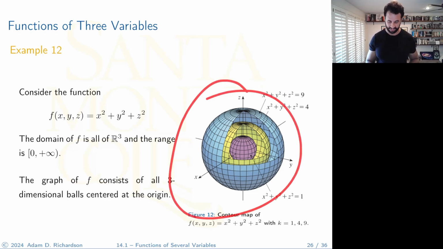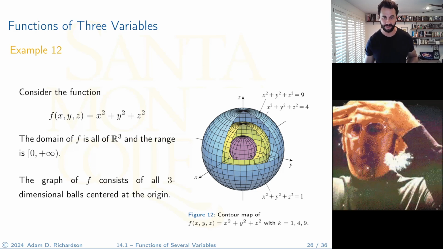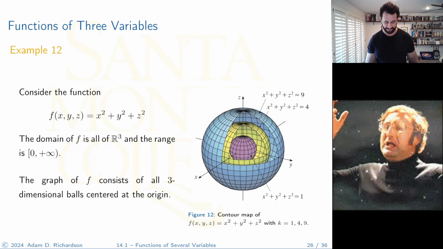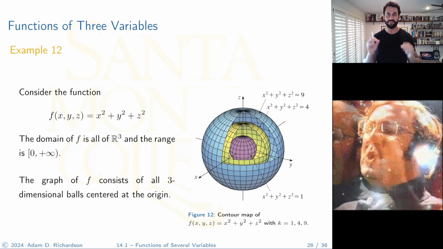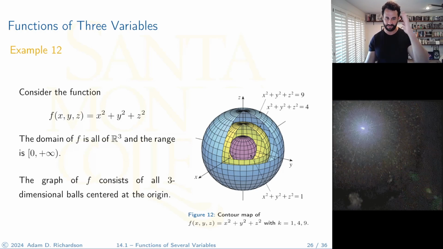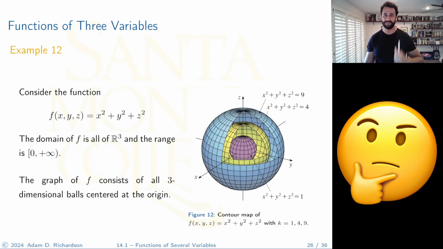However, this picture is a good example. So what does the graph of this function actually look like? It consists of all three-dimensional balls centered at the origin. So this is a good time, again, to let your mind blow and just ponder this for a minute. The graph of this function is every three-dimensional ball centered at the origin. So this is where I'm going to ask you to ponder this. So now that your mind has been blown, reel it in just a tiny bit and contemplate.